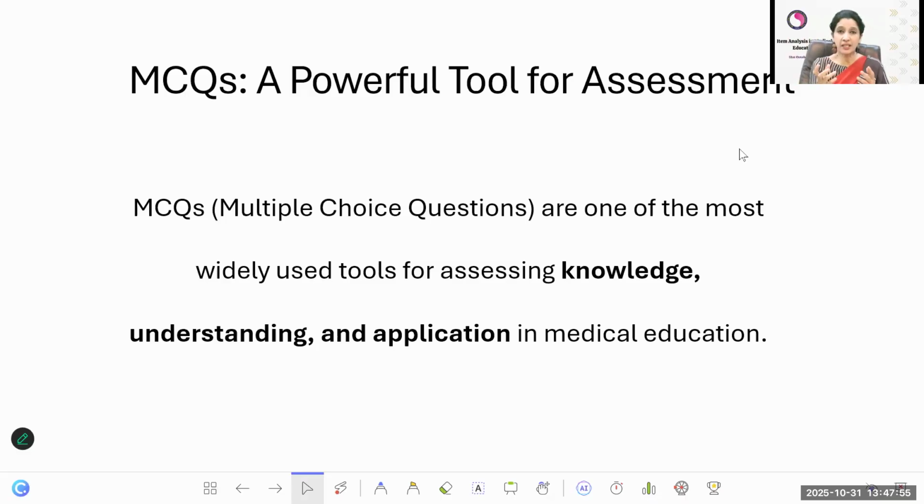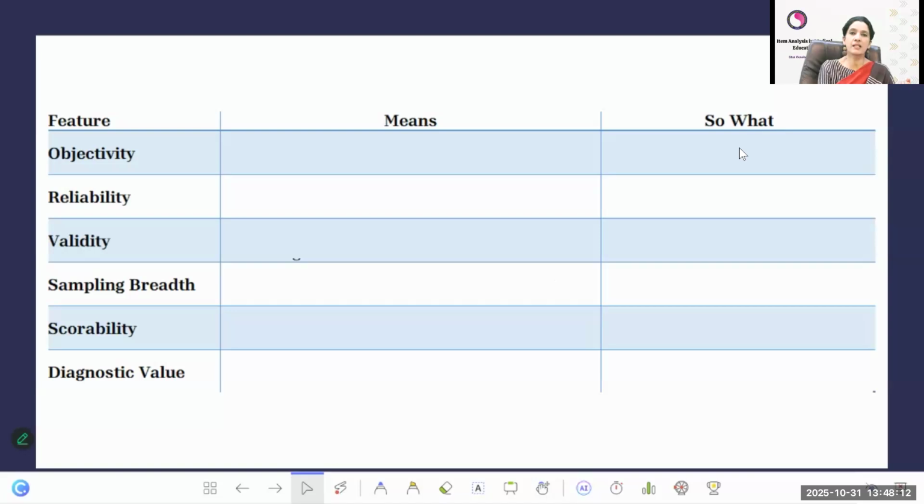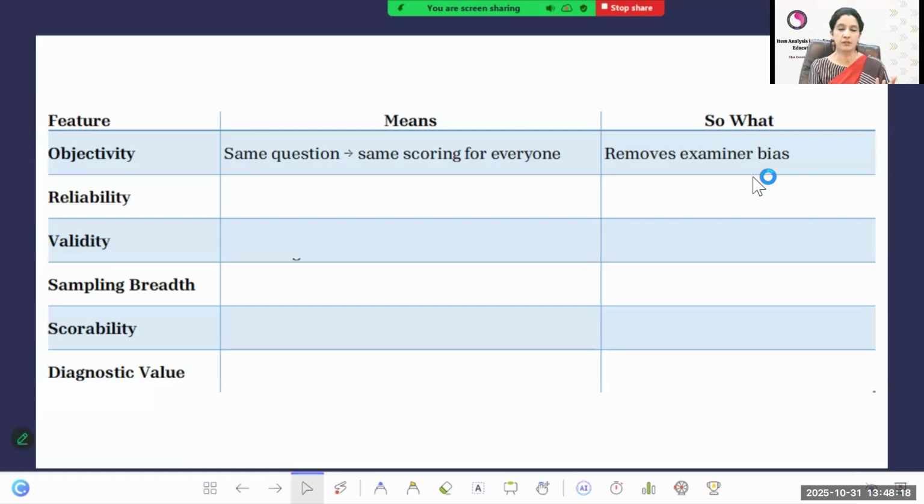Traditionally, we say that it is only to understand the knowledge, but it is not so. Nowadays, there are MCQs where you can check the understanding, and where you can check the application also, in any of the competencies. If you take the multiple choice question, generally it has objectivity. So what do I mean by objectivity? In assessment, we talk about reliability. I'm not going to talk about it in detail, but whenever we take assessment, we talk about two concepts. First is reliability and second is validity.